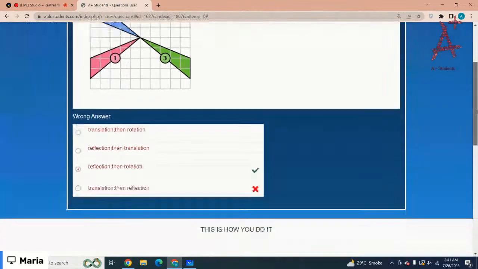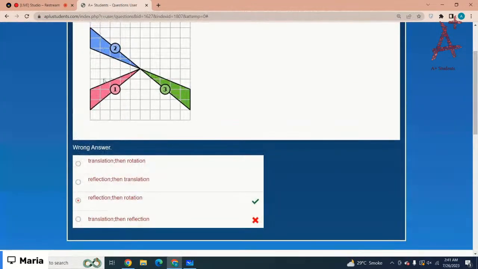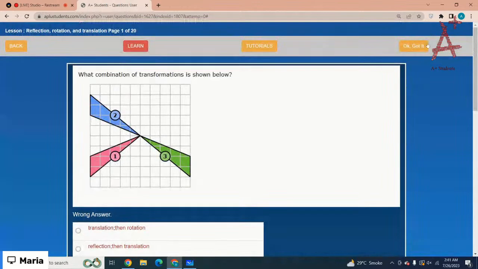Wrong answer. Why? Okay, reflection. 1 and 2 is a reflection. From 1 to 2, that would be reflection, and from 2 to 3, that would be a rotation. 180-degree rotation it is from 2 to 3. Okay, right. Okay, got it.